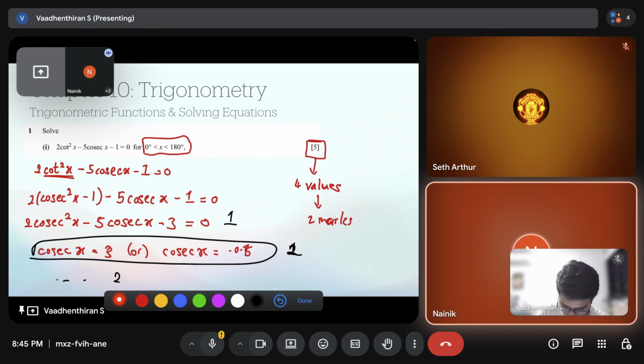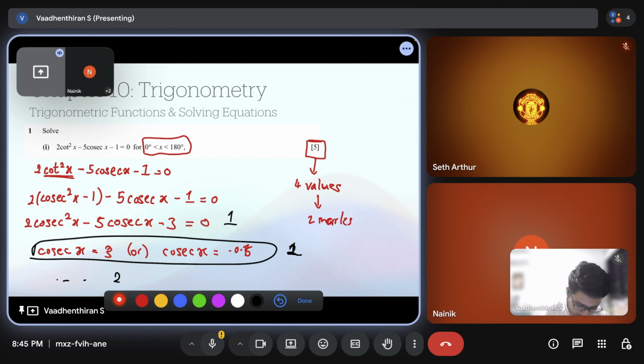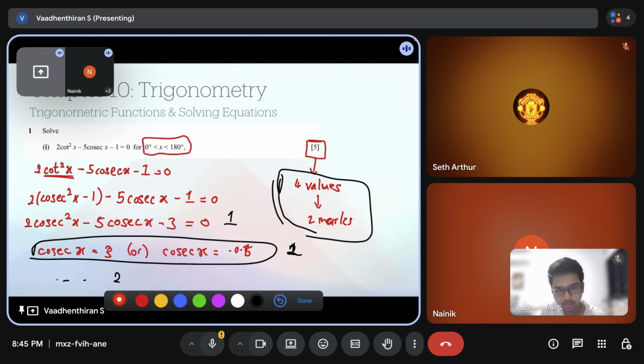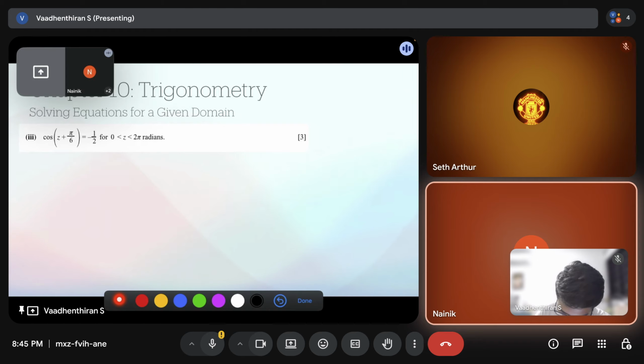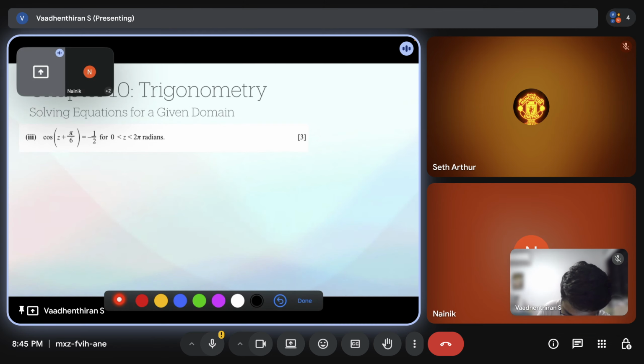Yeah, we have to run into sin x now, and then invert. It's pretty easy. And you can also use this to check if you get 4 values, or the number of values, for your answers. Here is another one within a domain.